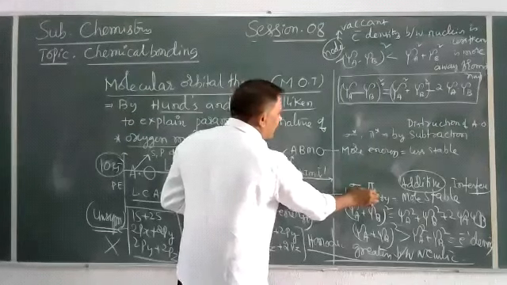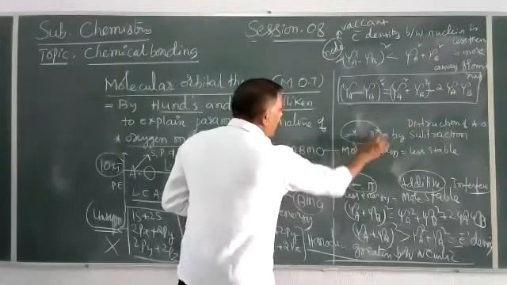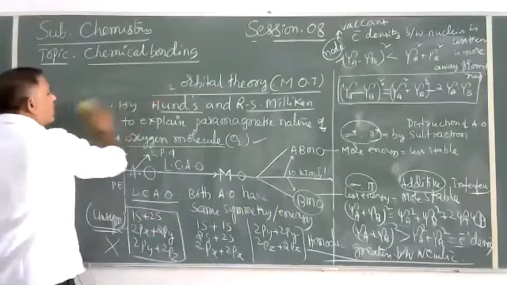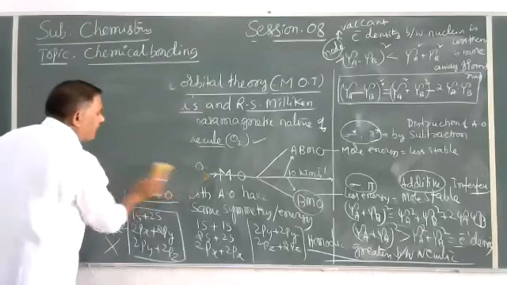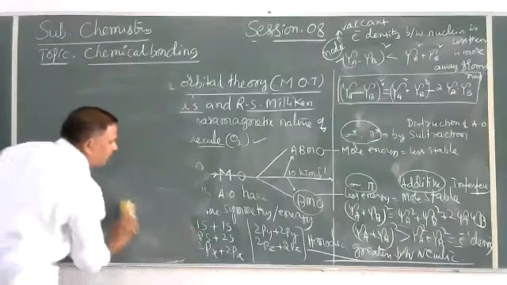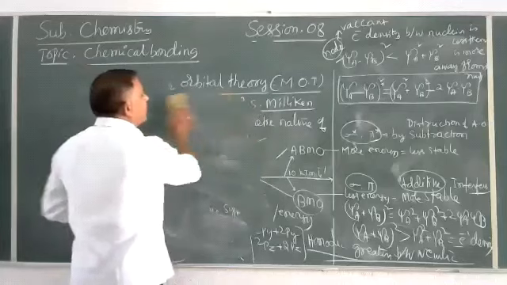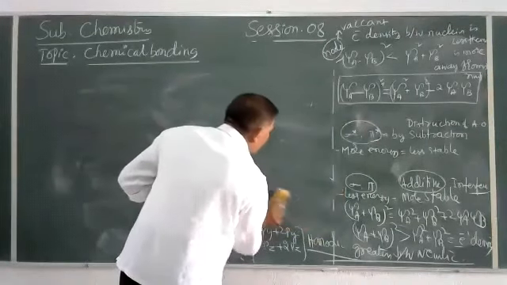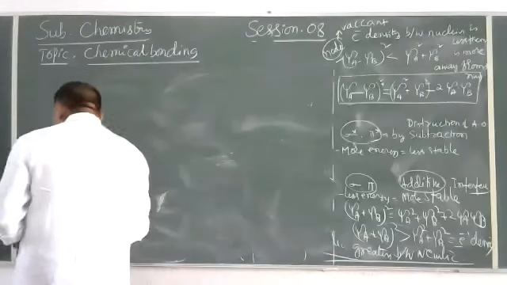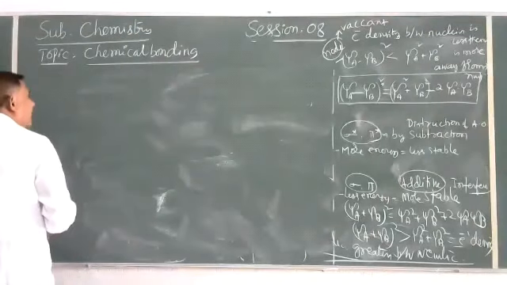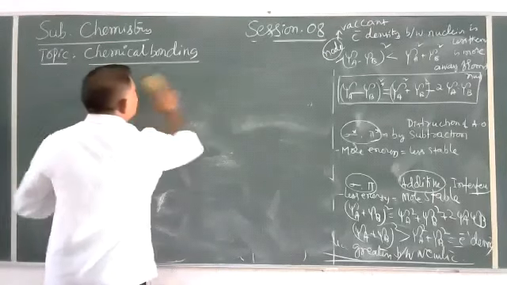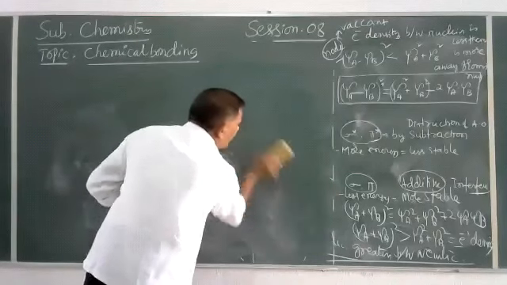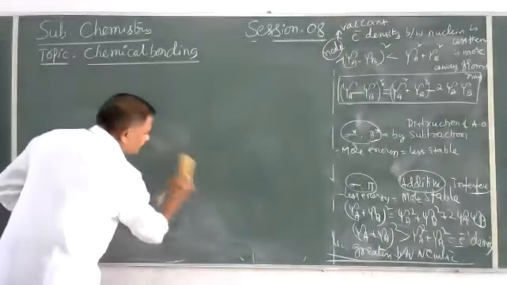The sigma and pi are the bonding molecular orbitals. These are the anti-bonding molecular orbitals. So these atomic orbitals linearly combine and form sigma and pi bonding and anti-bonding molecular orbitals, by linear combination of atomic orbitals. I'll give a simple diagrammatical explanation of the formation of molecular orbitals, either bonding or anti-bonding.